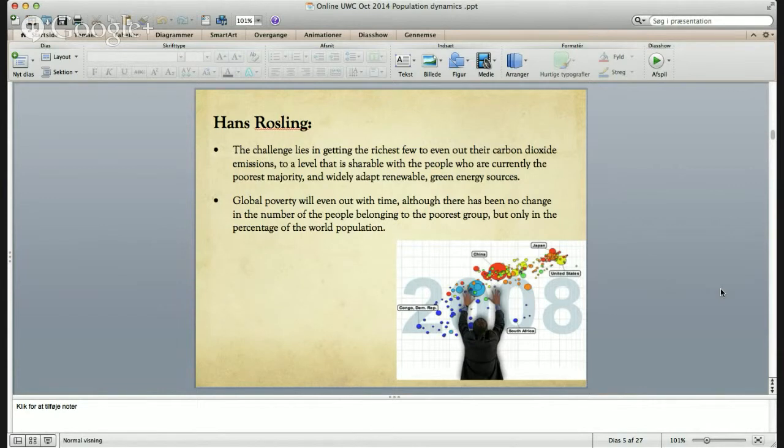I think that he taught us that the challenge lies in getting the richest few to even out their carbon dioxide emissions to a level that's shareable with the people who are currently the poorest majority. And also that we should widely adopt renewable green energy sources. He really states that, especially when living in the West, we have to be aware that people who do not live in the West eventually end up mirroring our behavior and our energy consumption.